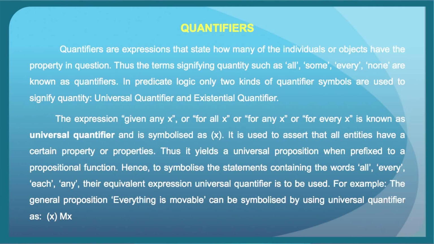Thus, the universal quantifier, when prefixed to a propositional function, is used to symbolize statements containing the words all, every, each, any, or their equivalent expressions. For example, the general proposition everything is movable can be symbolized by using the universal quantifier within brackets (x), followed by capital M and small x.